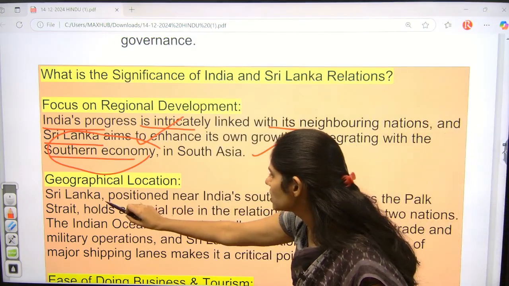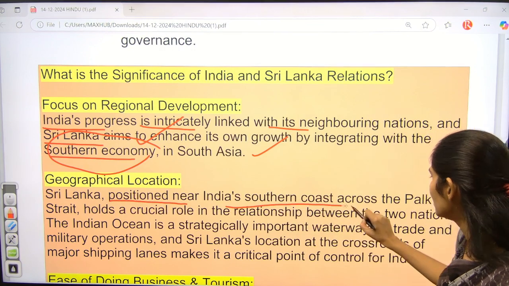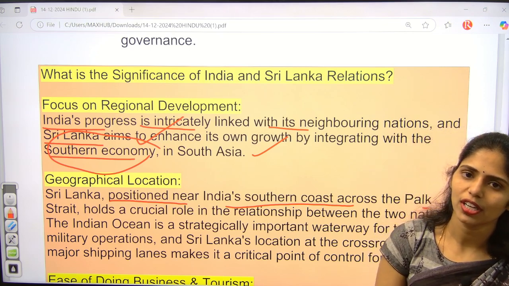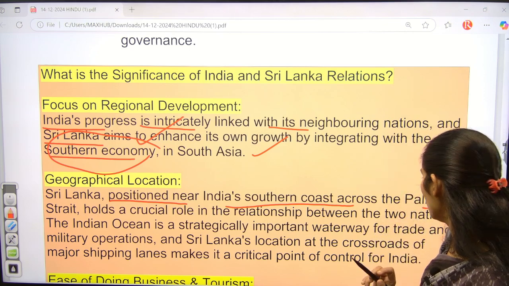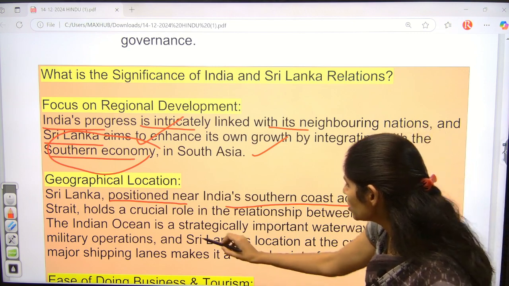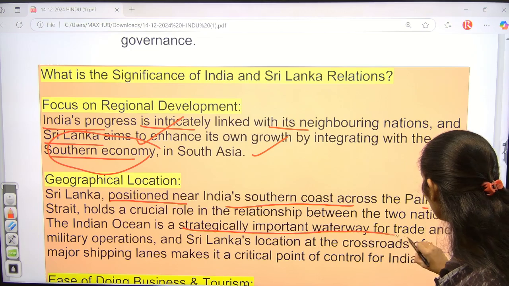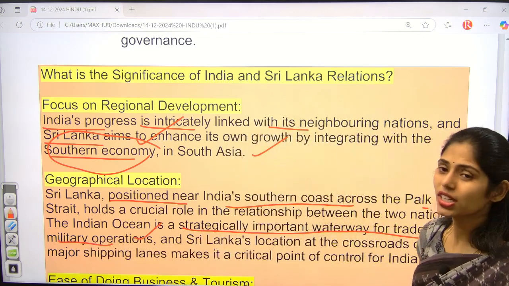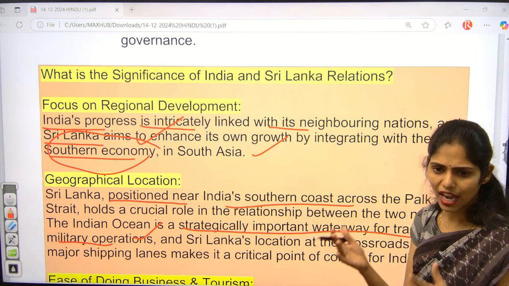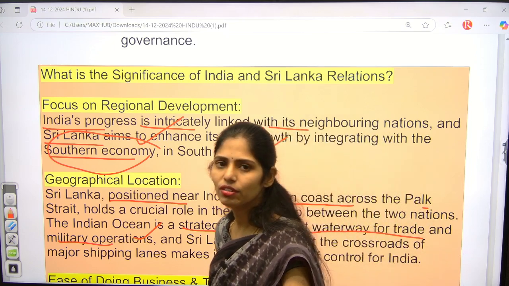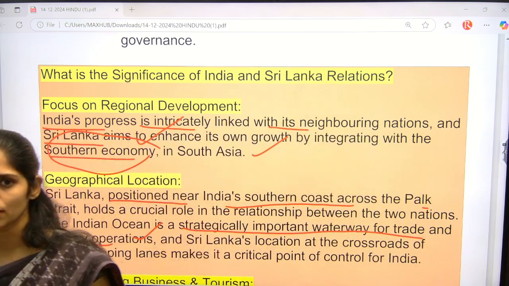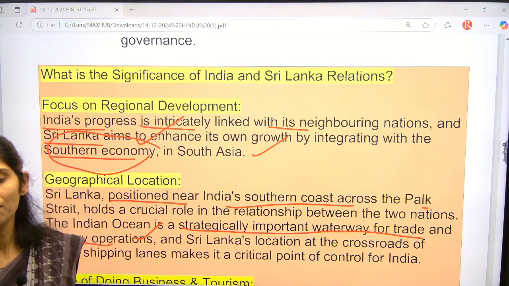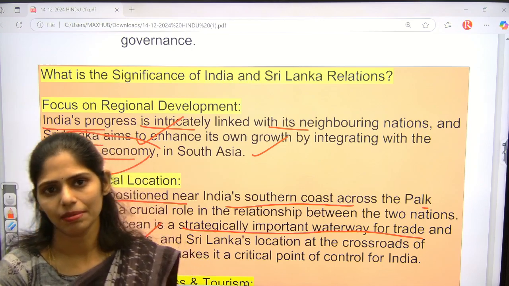The next one is that Sri Lanka is positioned near India's southern coast across the Palk Strait. That means it plays a very important role in the Indo-Pacific region. The Indian Ocean is strategically important as a waterway for trade and for our military operations. So Sri Lanka's location is very helpful. If we have good relations with Sri Lanka, we will have a good grip on the Indian Ocean region, and it will be very helpful for our shipping, our trade, and our safety and security in the maritime arena.